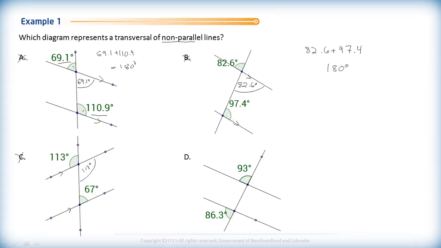Boy, I'm hoping the last one doesn't work. Let's see, 93 and 86.3. I don't think I've got anything for same side exterior. Maybe I better find this one over here. So 180 minus 93 is going to be 87 degrees. And then alternate exterior, this one and this one, should be equal, where one of them is 87 and one of them is 86.3. That's not equal. So these two lines are not parallel. So D is our answer.